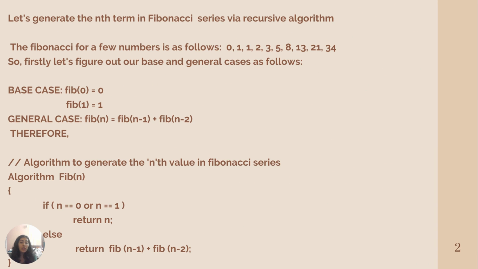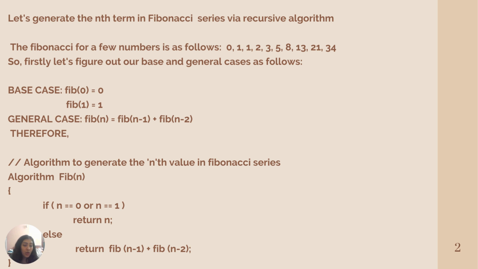Now moving on to the last example, let's generate the nth term in Fibonacci series via recursive algorithm. The Fibonacci series for a few numbers is as follows: 0, 1, 1, 2, 3, 5, 8, 13, 21, and 34. So let's figure out a base and general cases as follows.